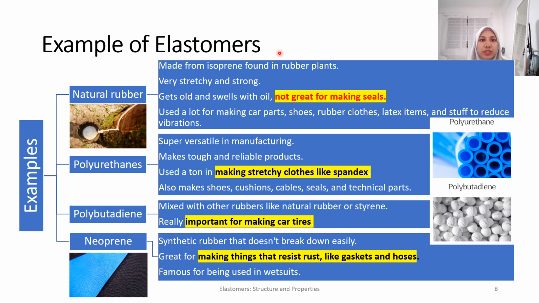Next is neoprene. This synthetic rubber is highly resistant to degradation and is very well suited in the production of corrosion-resistant gaskets, hoses, and coatings. Most famously, however, neoprene is used in wetsuits.